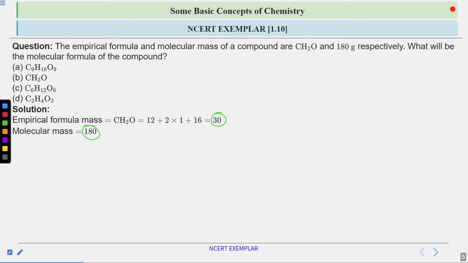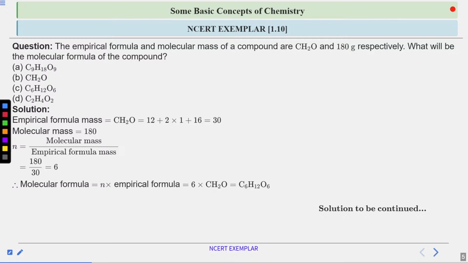We take the ratio of the molecular mass to the empirical formula mass. Yes, Shriram, you are correct. So let us do this. 180 by 30 will give you 6 as the n value. Now multiply this 6 throughout the coefficient of each and every atom. So C, that is carbon, has a coefficient of 1. So 1 multiplied by 6 will give you C6. Then for hydrogen it is 2, so 2 multiplied by 6 it will be 12. And for oxygen it will be 6 multiplied by 1, which is 6. So this is your molecular formula.